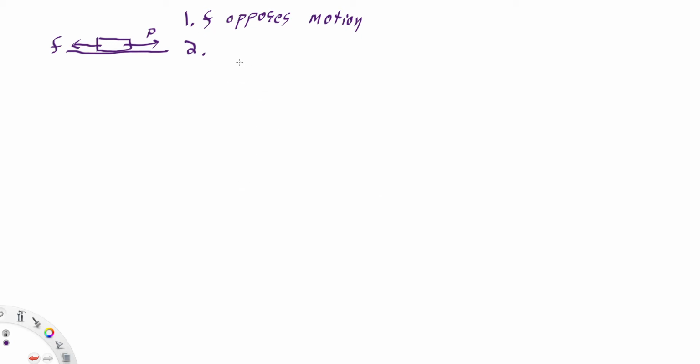So we make a distinction between kinetic friction, which is the friction that opposes movement, and static friction, which is the kind of friction that a surface will apply when something's not moving yet, but you're trying to get it moving.